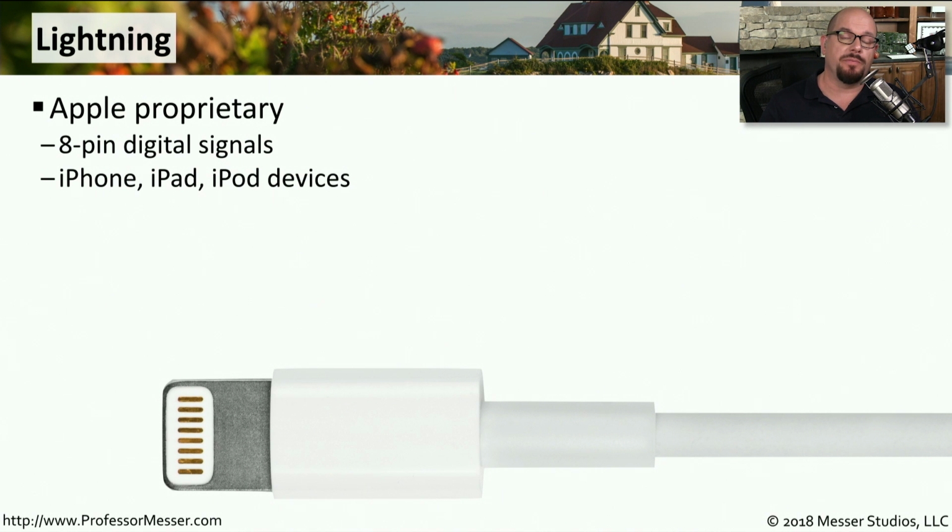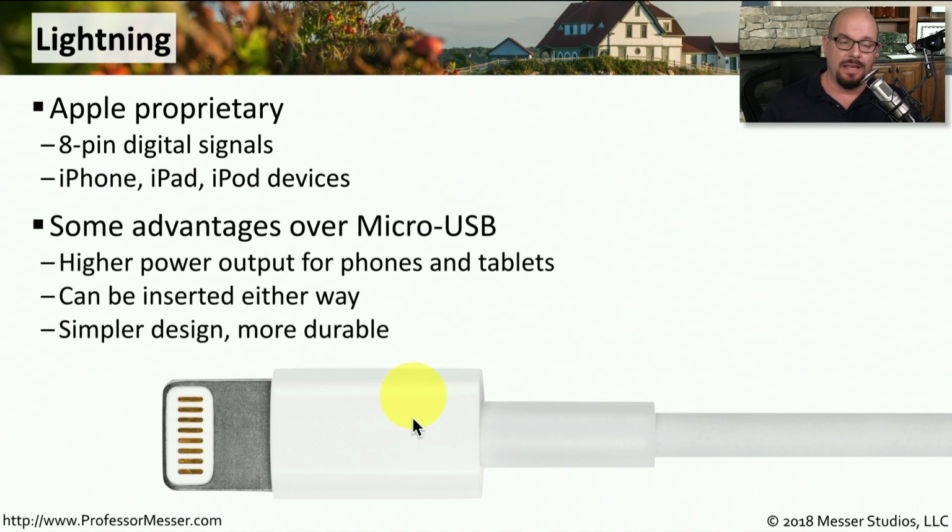If you're using a mobile device from Apple, you may be using a Lightning connector. This is a proprietary Apple connector that has 8 different pins that you would use to connect your mobile device. This has a number of advantages over the micro USB that you might find on other mobile devices. One advantage is that it has a higher power output, so you can charge those mobile devices even faster. Just like USB-C, the Lightning connector also does not have a top or bottom, so you can simply plug it in and it's going to work either way. This is also a simpler design than micro USB, and it's designed to be more durable than those connectors as well.